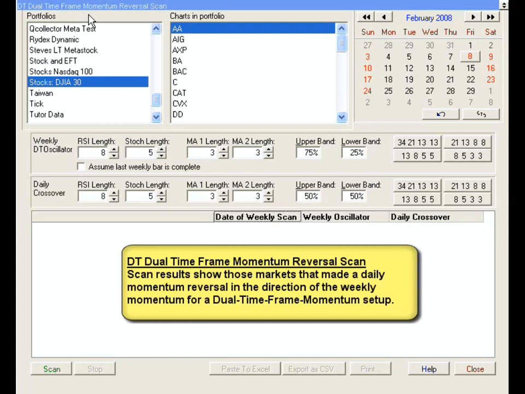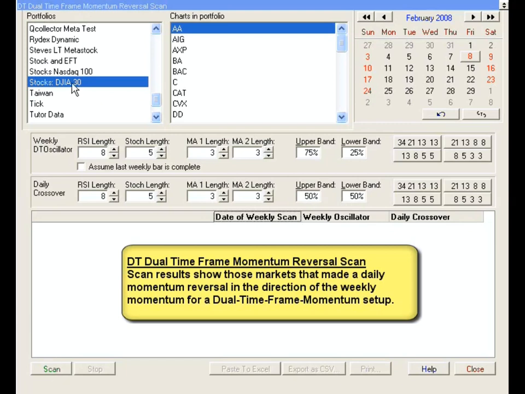What this scanning routine does is scan through an entire portfolio to identify the two time frame momentum position and to provide an alert if the smaller time frame momentum makes a reversal in the direction of the larger time frame. That's exactly what you learned to do in the book by looking at a couple charts and the momentum indicator for the two time frames. This is simply a scan that will scan an entire portfolio each day to identify those setups for you. It just makes things a little quicker and easier.